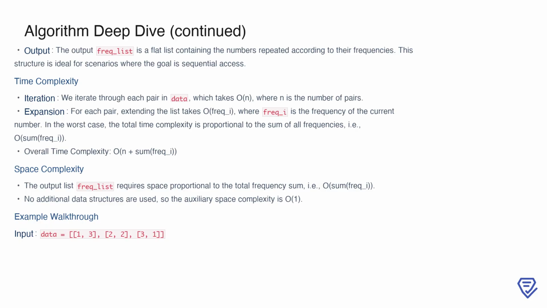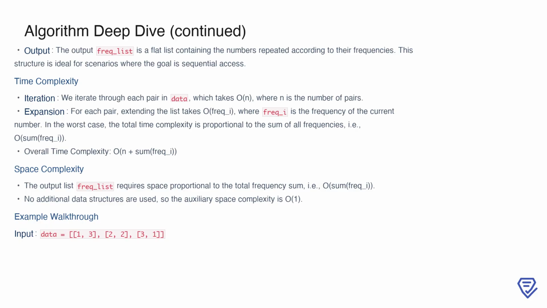In terms of space complexity, the primary space requirement comes from the output list, frequency_list. The size of this list is proportional to the total frequency sum, or O(sum(frequency_i)). Since no additional data structures are used, the auxiliary space complexity remains constant at O(1).